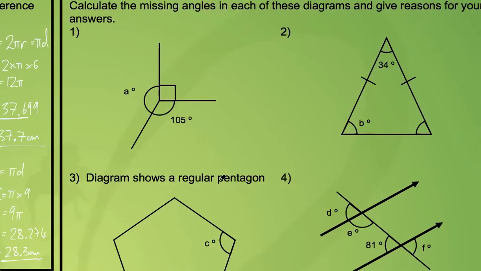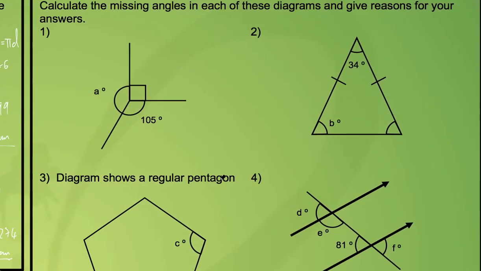Next step, calculate the missing angles in each of these diagrams and give reasons for your answers. So I need to justify what I'm doing each time. This one I can see I've got 90 degrees. I don't need to give a reason for that, it's labelled. But in order to find A, I'm going to add 90 plus 105 gives me 195.